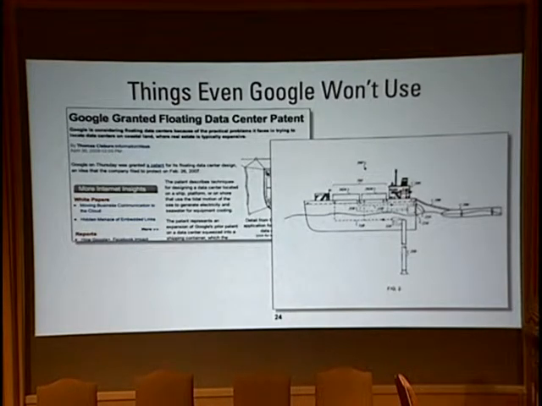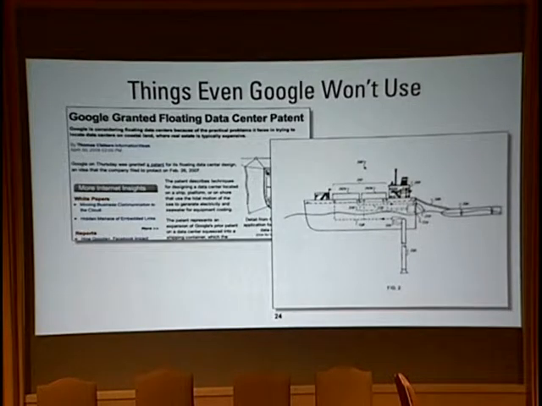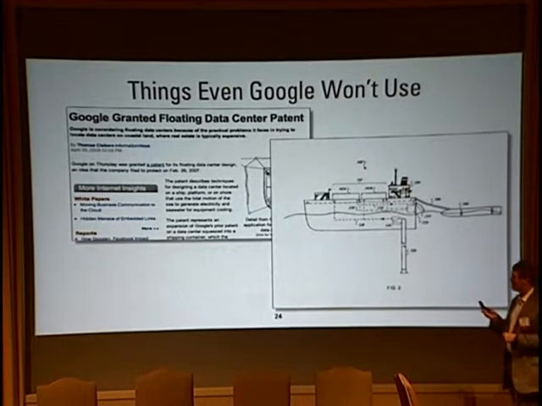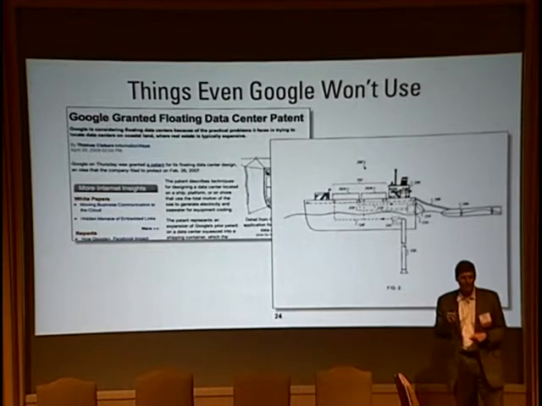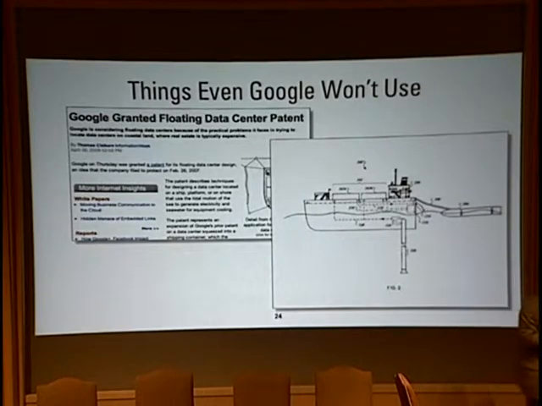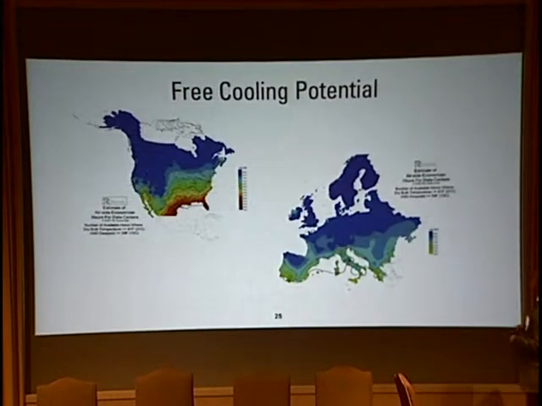Now, I should say that there are some things that Google has thought about that even they won't use, right? This is actually a copy of a patent for a floating data center that's powered by wave action, right? And as far as I know, I haven't heard about a Google data center like that yet. I know I've talked to Joe Kava at every conference I go to, and he hasn't told me about a floating one yet. So they have built one right on the edge of a lake, so they're getting close. But there are some things that even they won't do.